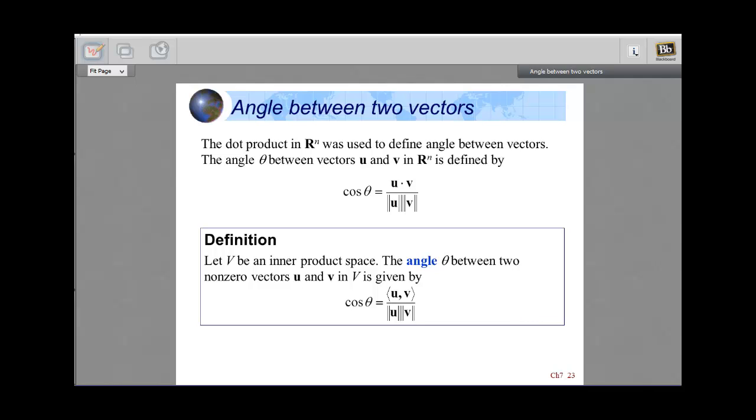Similarly, if you remember, I discussed earlier a formula to find cos theta in the previous slides. Now let's see the definition. Let V be the inner product space. The angle theta between two non-zero vectors u and v is given by cos theta equals the inner product of u comma v upon norm of u times norm of v. It is the same formula, there is no change, only in place of the dot product you use the inner product.